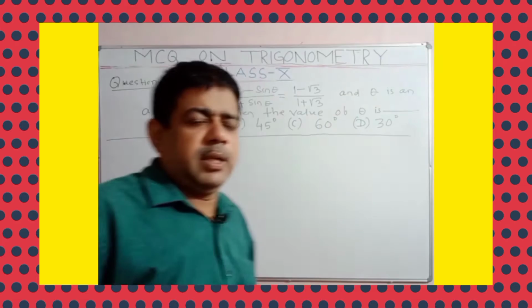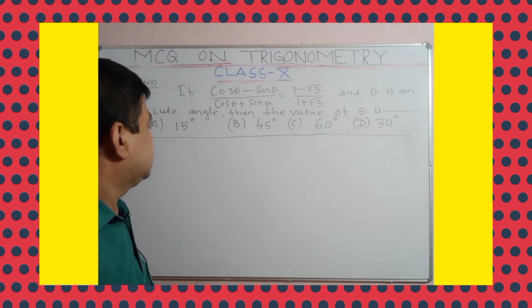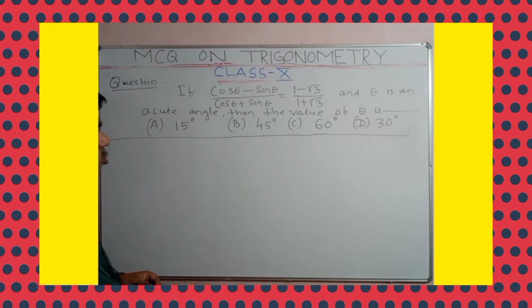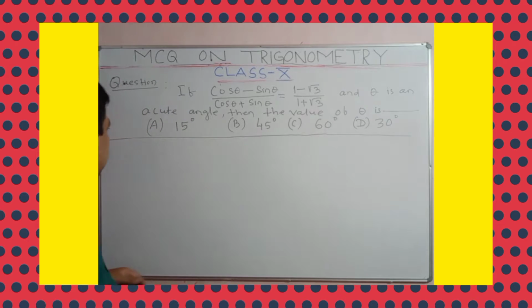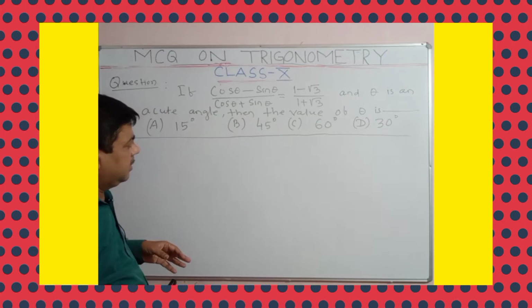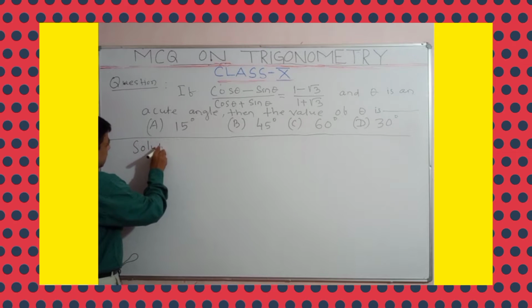Okay, my next question is that if cos theta minus sin theta whole divided by cos theta plus sin theta is equal to 1 minus root 3 divided by 1 plus root 3 and theta is an acute angle, then the value of theta is option A 15 degree, option B 45 degree, option C 60 degree and option D 30 degree. Okay, let's see.